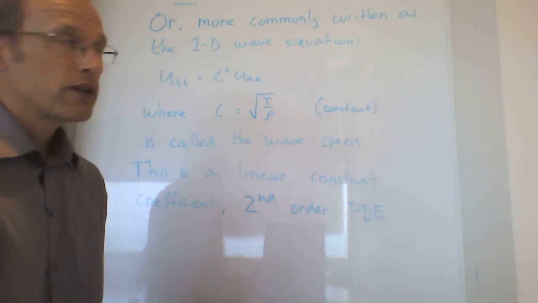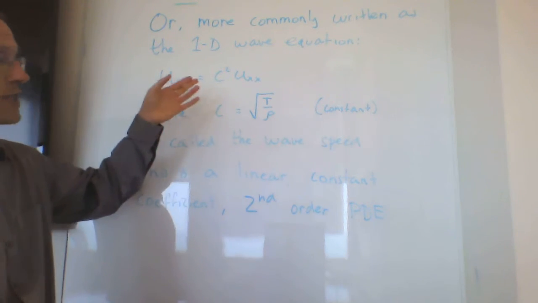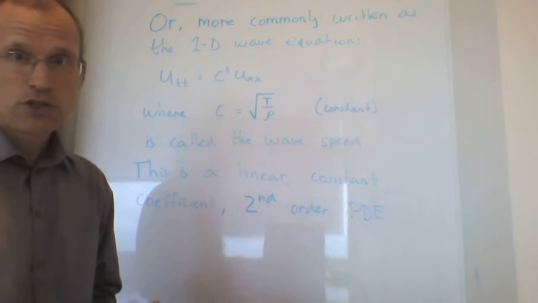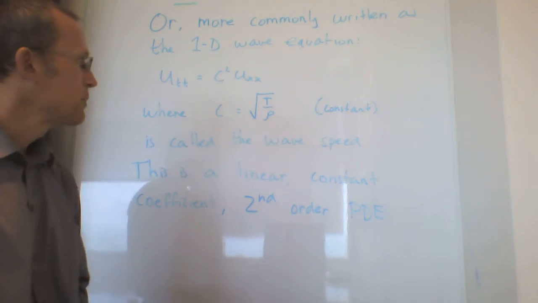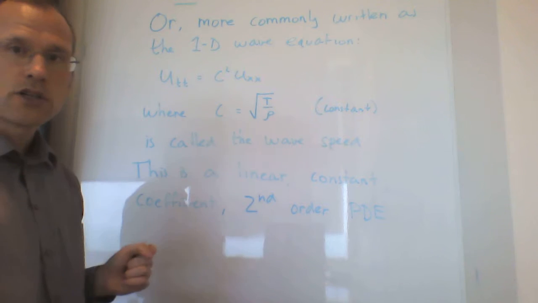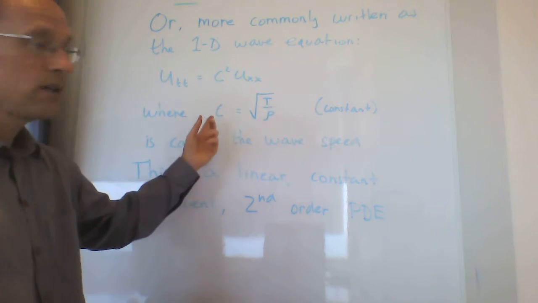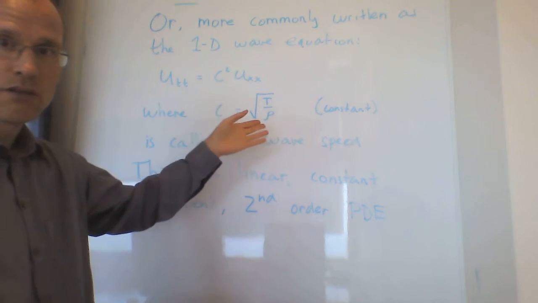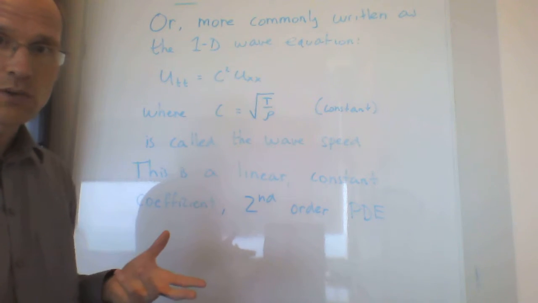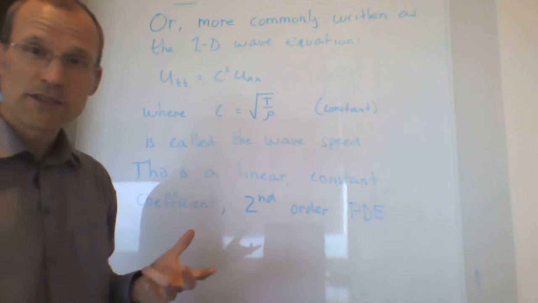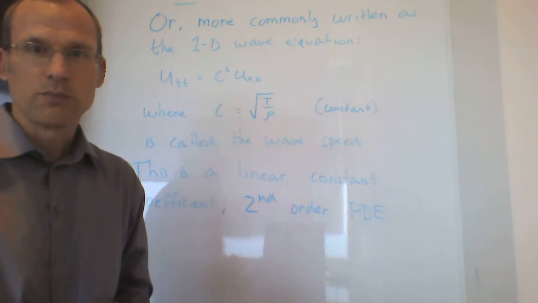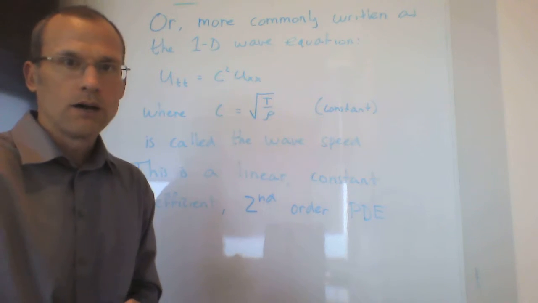This is actually more commonly written as utt equals c squared uxx, which is the official one-dimensional wave equation. I basically took this combination, tension divided by linear mass density, T over rho, and take the square root of it. That's what we call c, which is a constant because tension and rho are both constants, so c is also a constant. It's called the wave speed. The reason why it's called the wave speed will be more apparent on Wednesday.